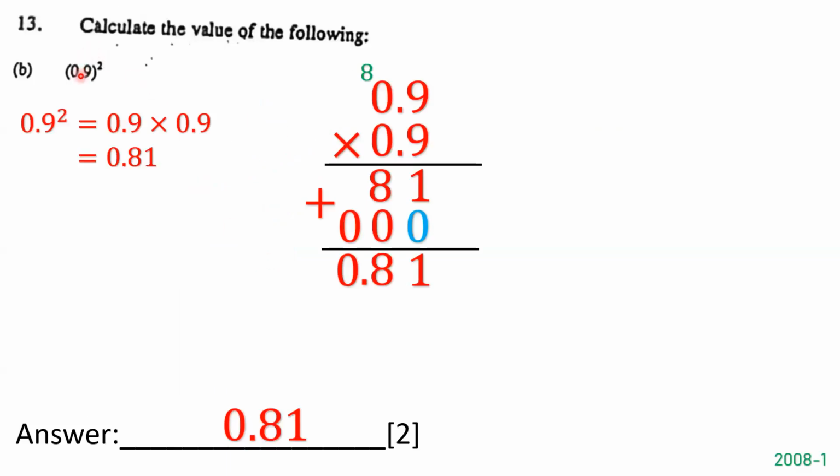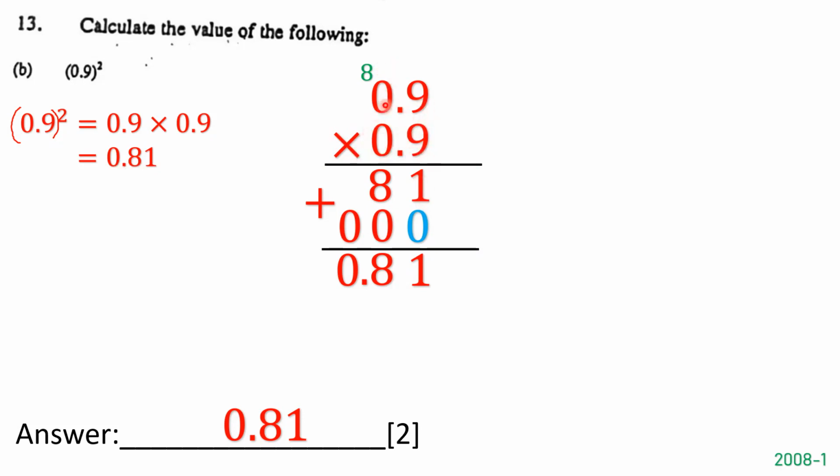We have 0.9 squared. Now 0.9 squared, what that basically means is I should have put this in parentheses. But 0.9 squared, let's put this in parentheses. 0.9 squared is going to be equal to 0.9 multiplied by 0.9, and that's going to be equal to 0.81. How? We know 9 times 9 is 81. Put the 1 down, put the 8 up.